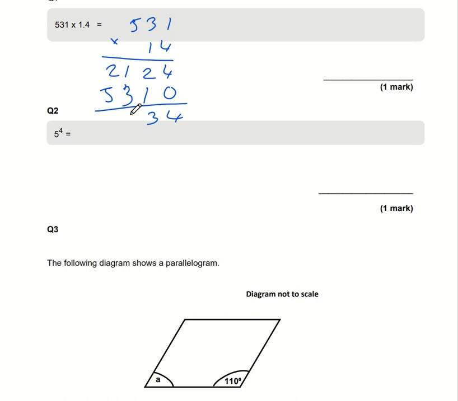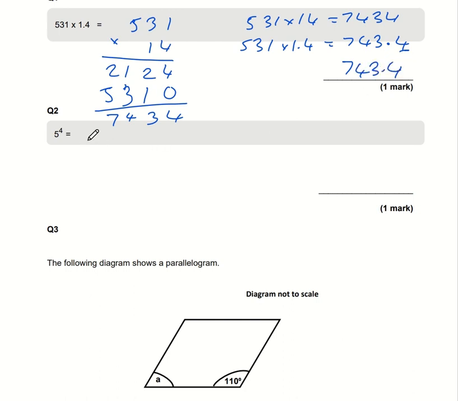4, 3, 4, 7. So 531 multiplied by 14 is 7434. So therefore 531 multiplied by 1.4. We now have one decimal place in the question, so we need one decimal place in the answer. So I need to put the decimal point in front of that final number to create that one decimal place. So 743.4.